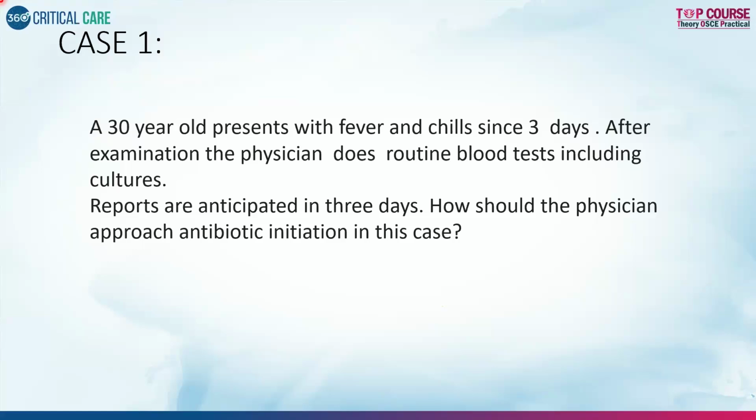Okay, so let's start with the first case. We have a 30-year-old patient who presents with fever with chills for 3 days. After examination, the physician runs some routine blood tests and culture reports. It's going to take some time. So how would the patient get his antibiotics here? What would be your antibiotic policy?